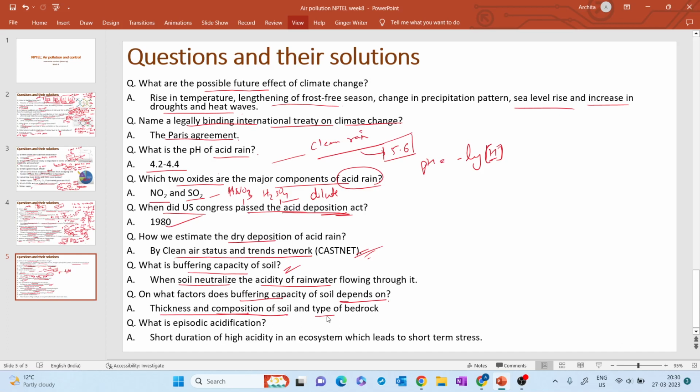And the type of bedrock means, the soil has layers. So the bottom-most part of soil is bedrock, which has a lot of boulders and bigger rocks.